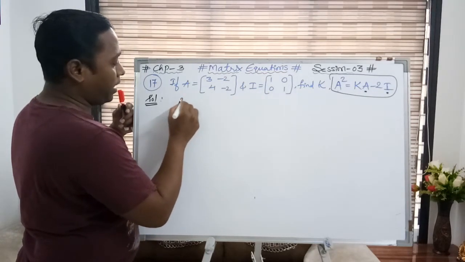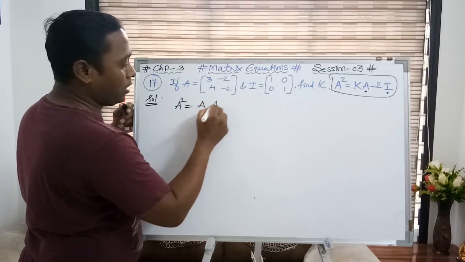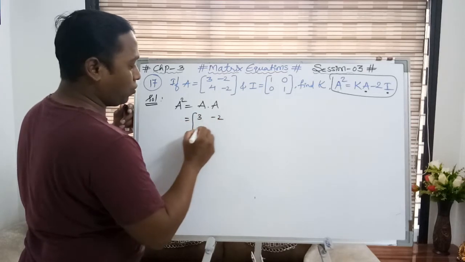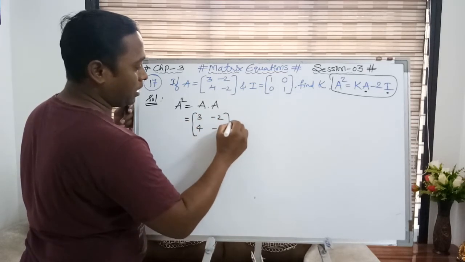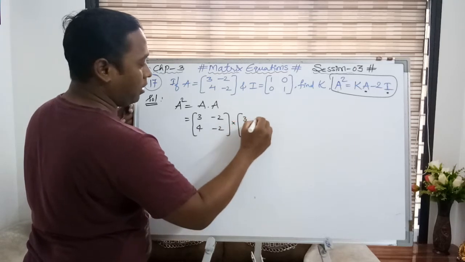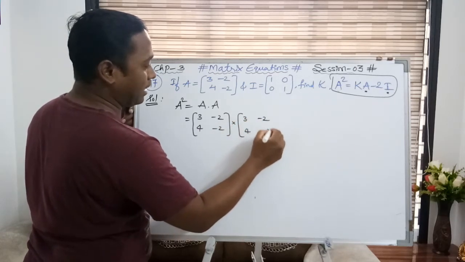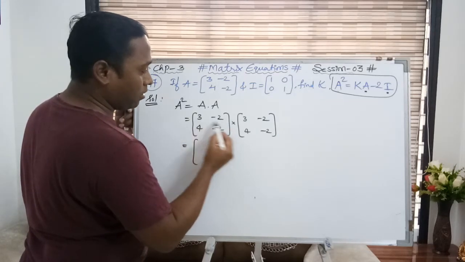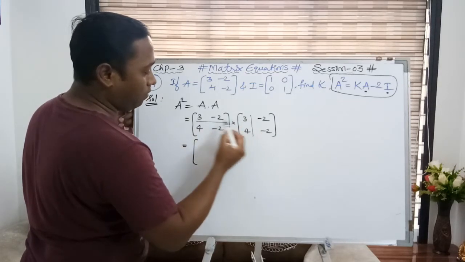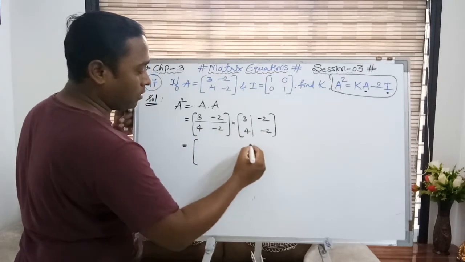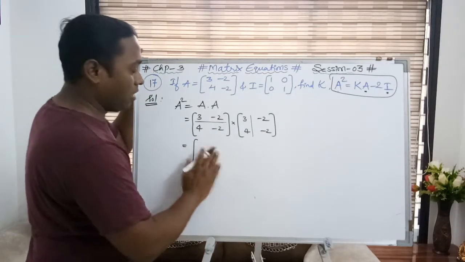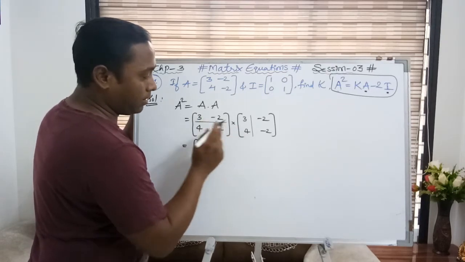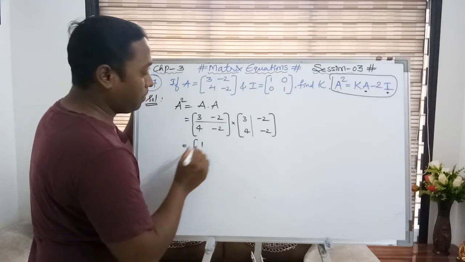A square means A into A, which is 3 minus 2, 4 minus 2 multiplied by 3 minus 2, 4 minus 2. Now, if you multiply, row 1 column 1, row 1 column 2 like this, you know the methodology of how to apply it. So in the simple way, do that. 3 3s are 9, minus 8, 9 minus 8 is 1.